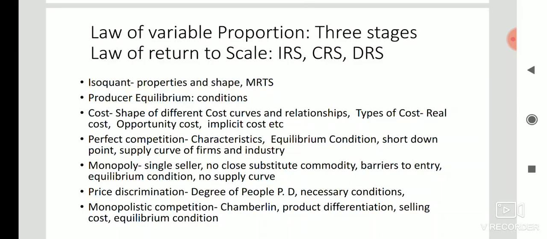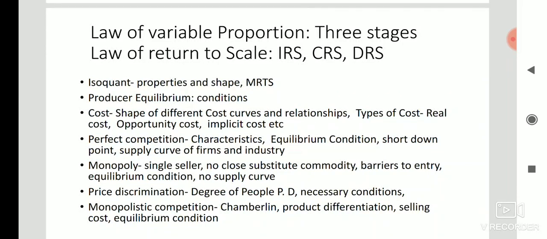An important question is under which condition price discrimination is possible and profitable. The answer is that price discrimination is possible and profitable only when the price elasticities are different in different markets. Price elasticity must be different in different sub-markets.